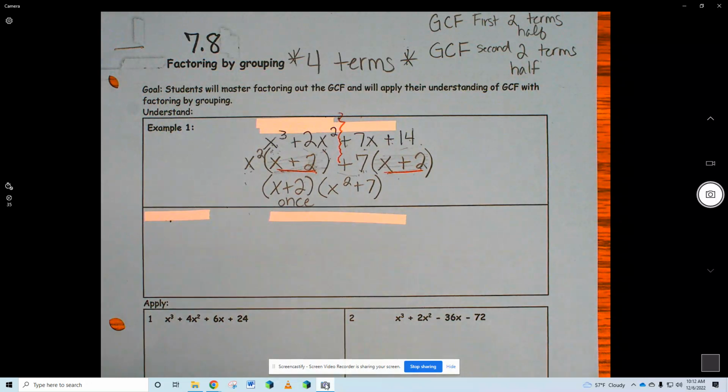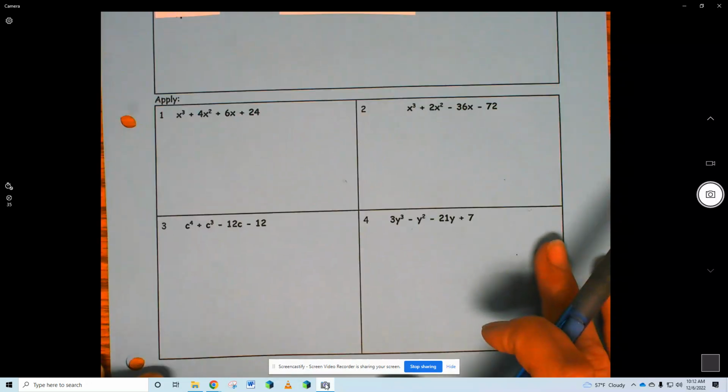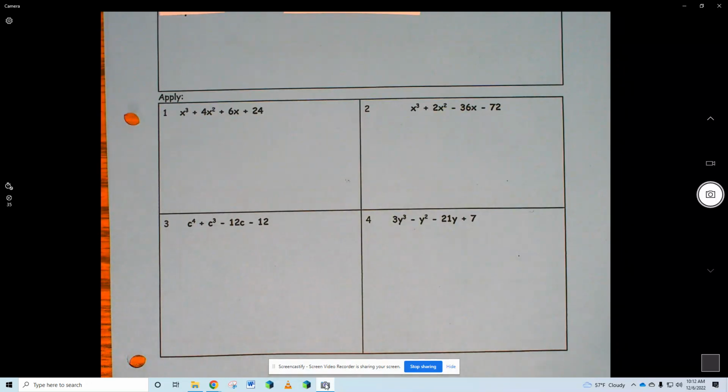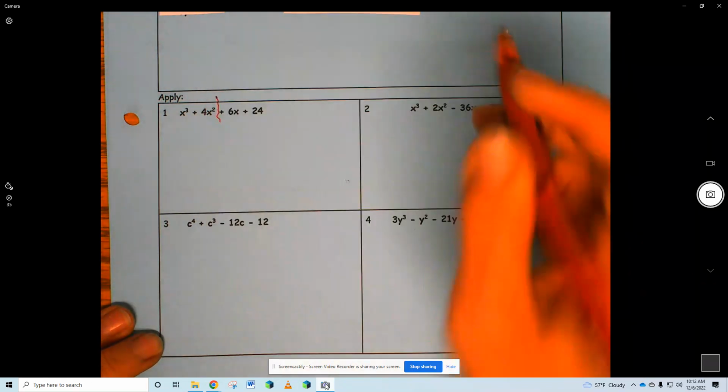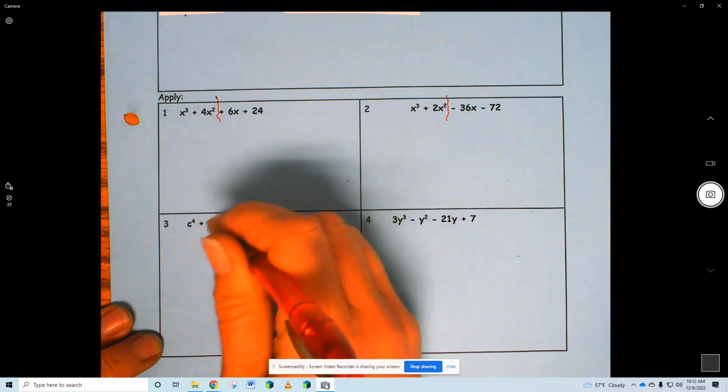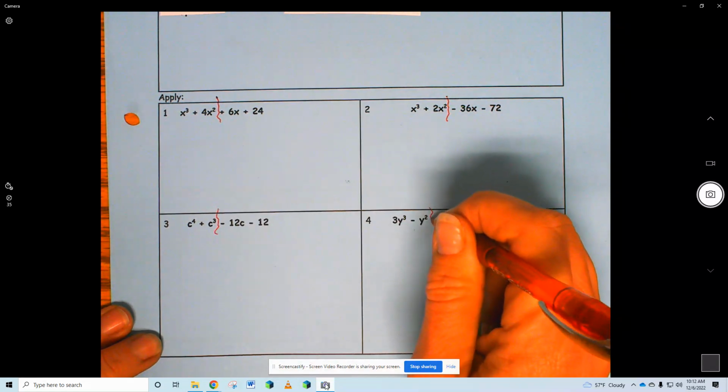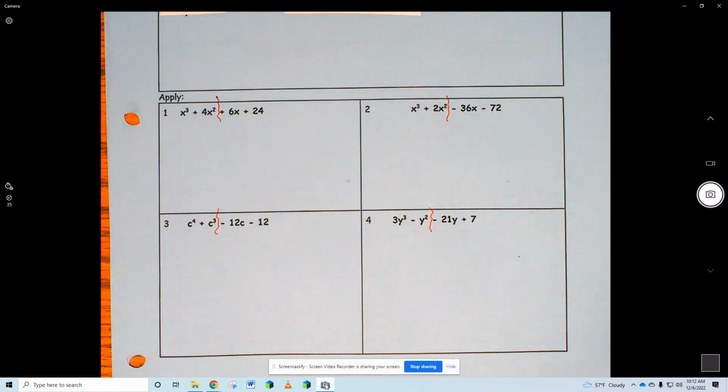All right, we're going to jump down to number 4, and I'm going to cut it in half right after the second term. You draw your line there. So this is grouping. This means I find out what's in common on the first half, and then I look at the second half, what's in common.